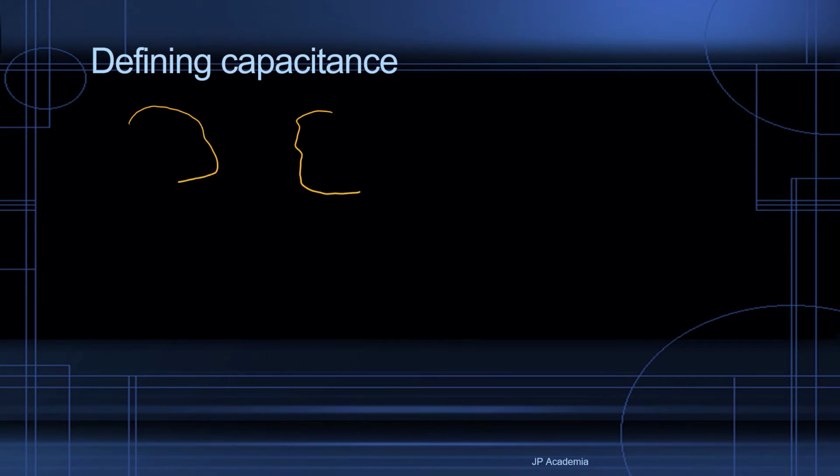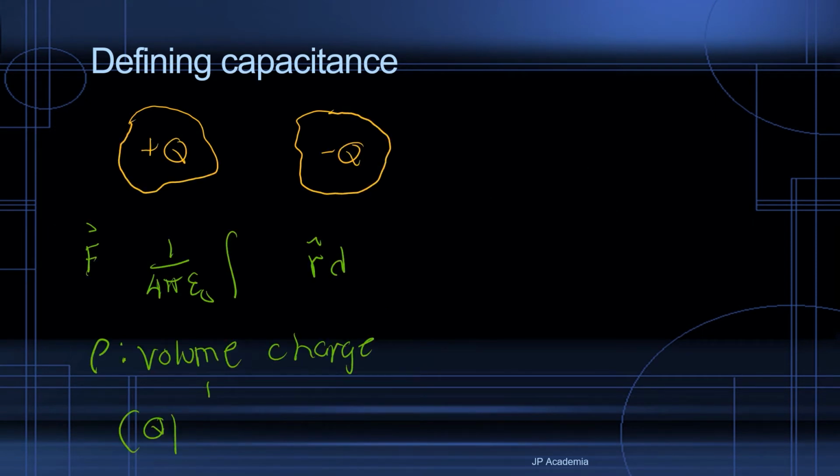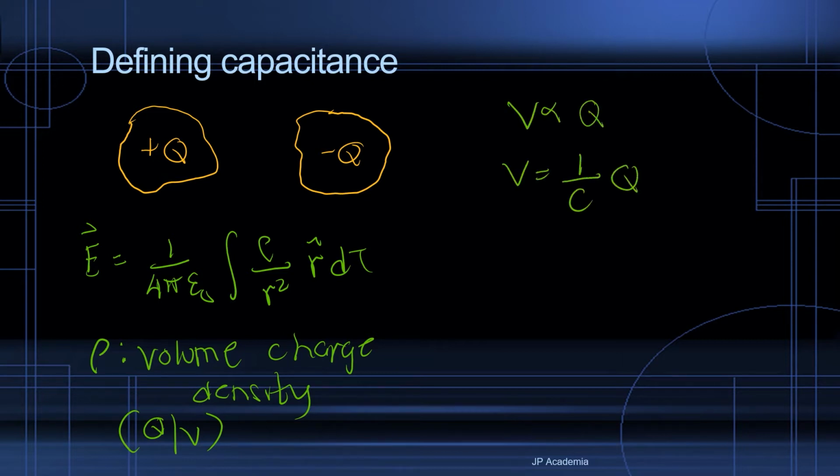We know from Coulomb's law that the electric field is proportional to Q. Note that here I am expressing the charge Q as a volume charge density, or this is just the amount of charge on a given volume of the material. So we have Q over V. Since the electric field E is proportional to Q, the charge, it is also proportional to the electric potential V. And therefore, we can have this expression V is equal to 1 over C times Q. The constant of proportionality is called the capacitance, this letter C, and therefore we have this expression.